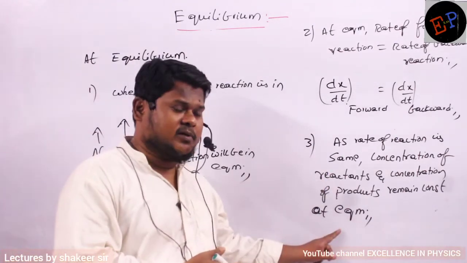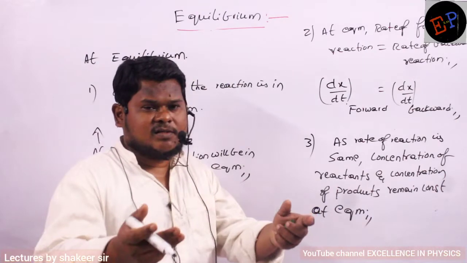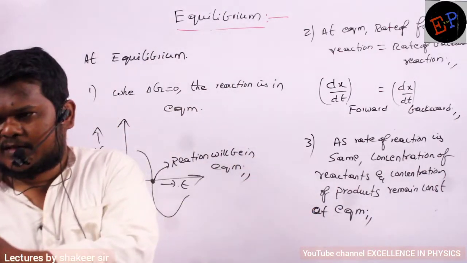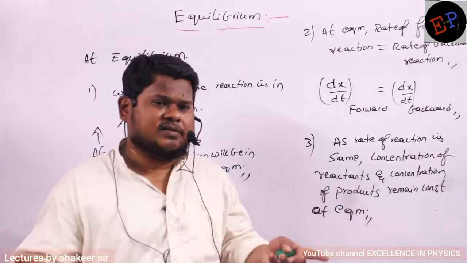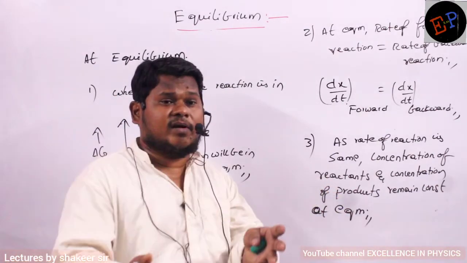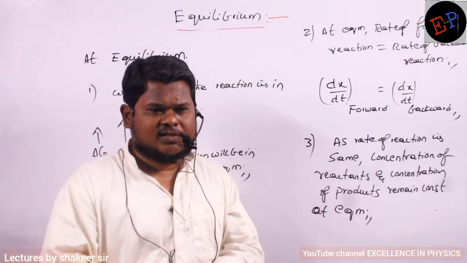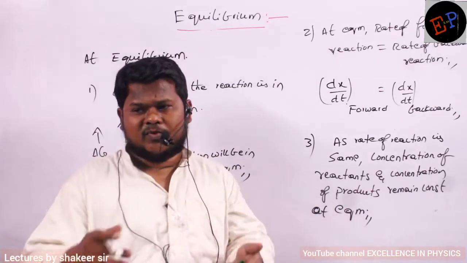What is the meaning of this statement? Whatever may be the concentration of reactants, it always remains constant. And whatever may be the concentration of products, it always remains constant. But the concentration of products and reactants may be the same, they may not be the same. That is the condition. Are you able to understand? Whether the concentration is equal or not is a different matter.